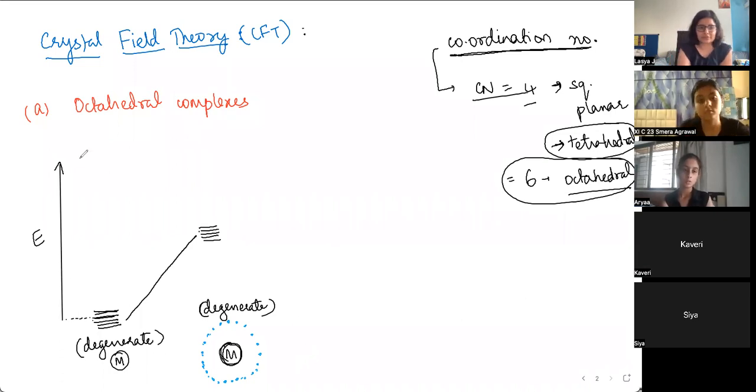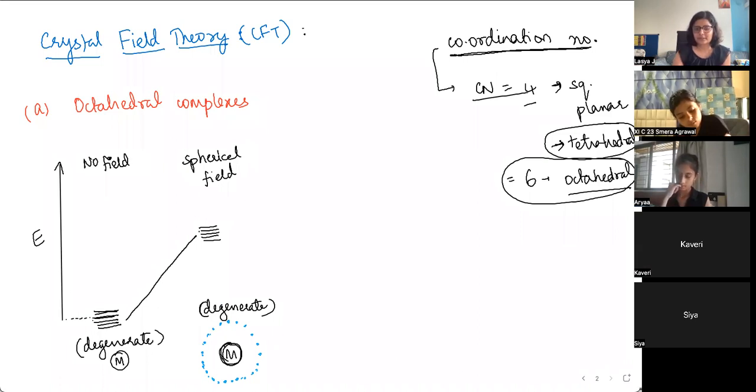Okay. But degenerate as in? Degenerate simply means with equal energy. Degenerate orbitals means all these orbitals have equal energy. So no field. So here we have a spherical field. So increased energy, but still all are equal. Now we come to our special case, but this is not what happens in reality.